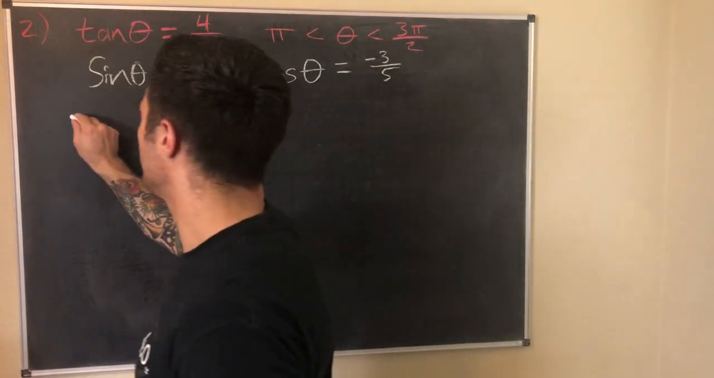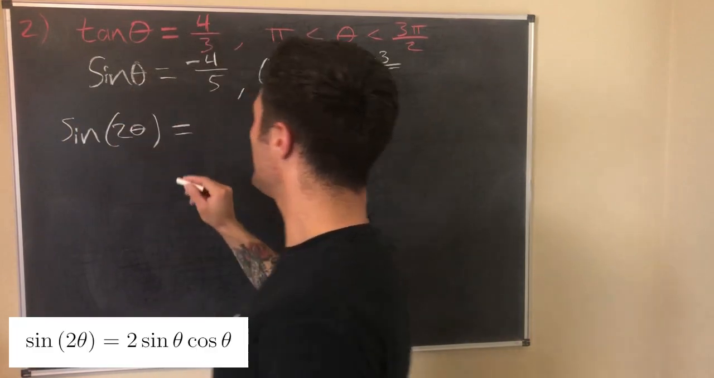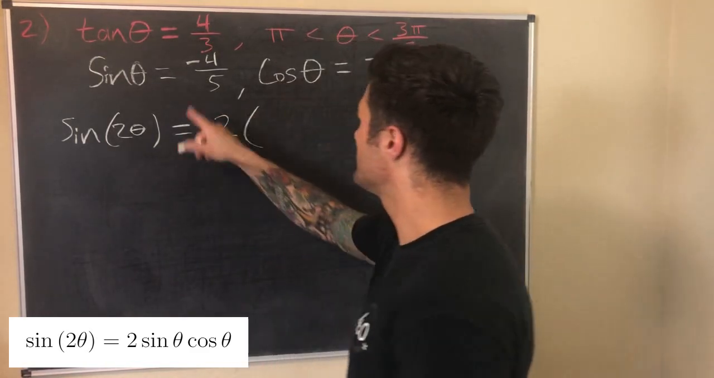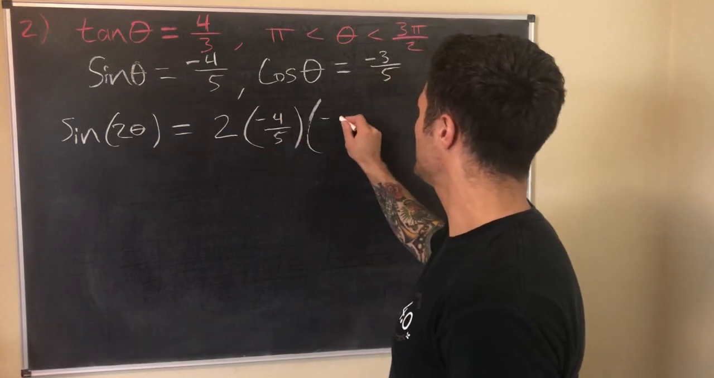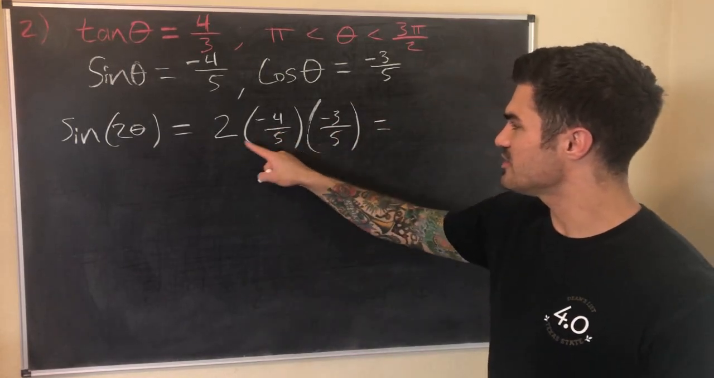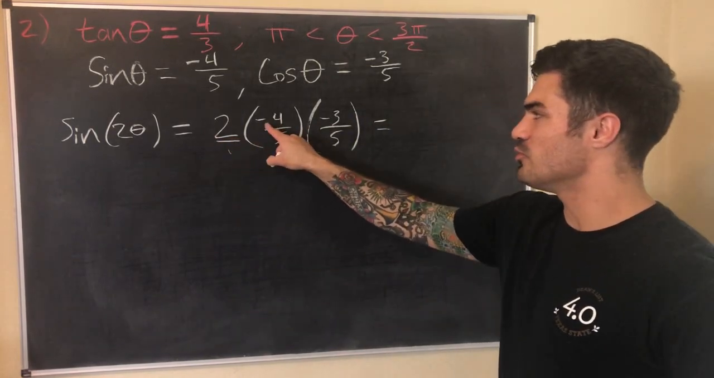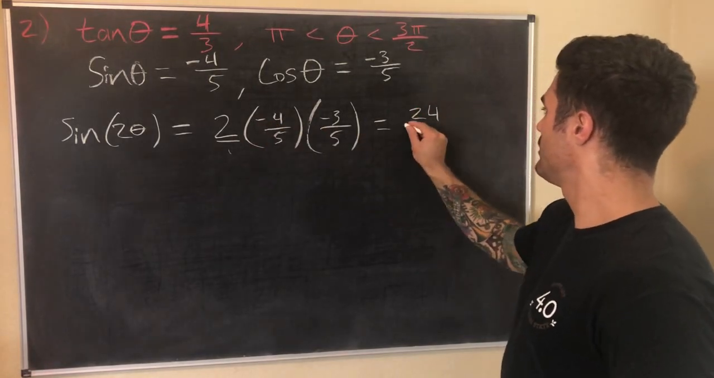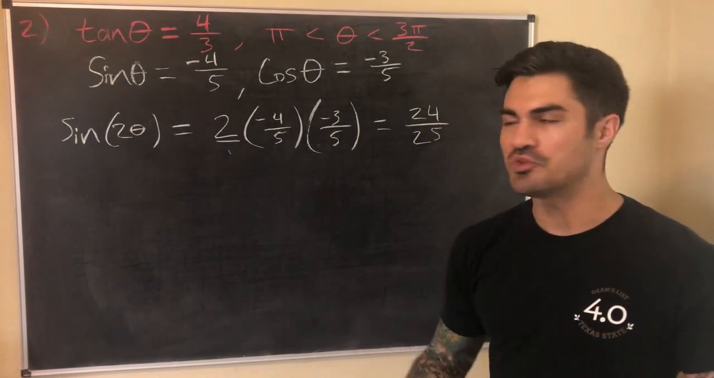So the sine of 2 theta is equal to 2 times the sine of theta times the cosine of theta. So 2 times sine of theta is -4/5 times cosine theta, that's -3/5. So these negatives are going to cancel. And let's see, we have 2 times 4 times 3. I can think of this as a little 2/1, right? 2 is going to the numerator here. 2 times 4 times 3, that's going to give us 24. And then we have 5 times 5, so 24/25 is the value of the sine of 2 theta.